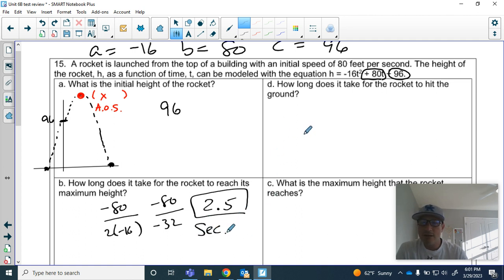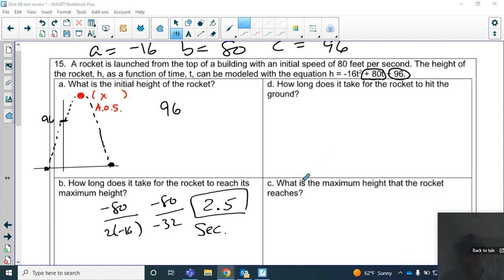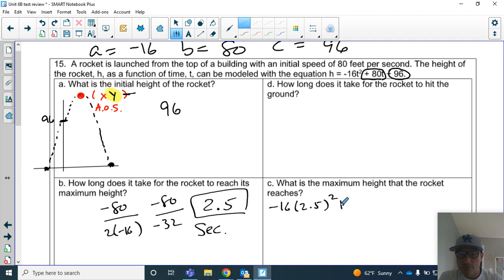How long does it take for the rocket to hit the ground? Actually, I guess we'll do C. What is the maximum height? Well, we take that 2.5 and we're looking for the y now. We are looking for the y of the vertex. That's going to be the maximum height. So we're going to do negative 16 parentheses 2.5 close parentheses squared plus 80 parentheses 2.5 close parentheses plus 96. I'm going to let you guys do that one since I don't have the calculator right next to me.